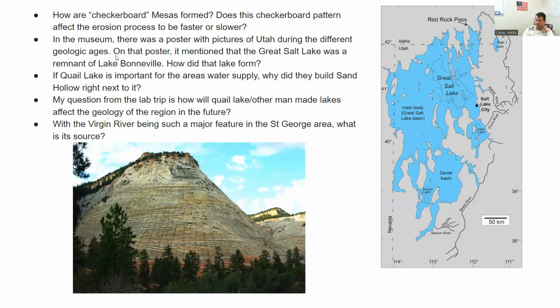Okay, so now we have a few questions about lakes and rivers. In the museum, there was a poster with a picture of Utah during the different geologic ages. On that poster, it mentioned that the Great Salt Lake was a remnant of Lake Bonneville. How did that lake form?